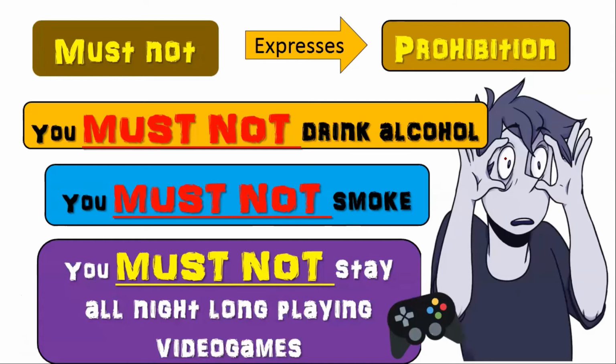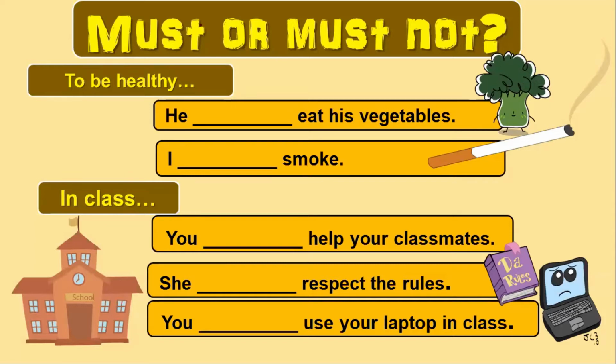No deben quedarse toda la noche jugando videojuegos o viendo series si realmente queremos estar saludables. Recuerden que estamos imaginando que somos Dr. Simi. Acá tenemos algunos ejemplos, algunos ejercicios. Tienen que decirme, ¿cuál de estas dos palabras iría?